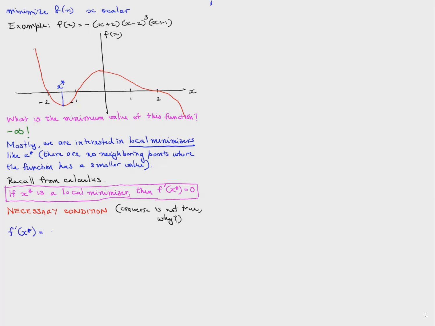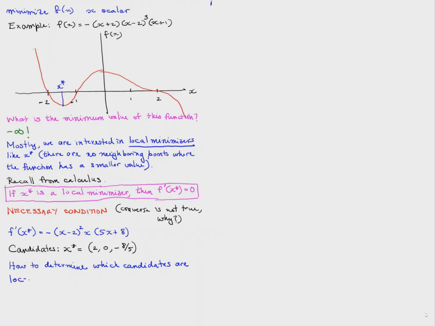So in this example, f prime of x star, if we calculate the derivative and collect terms and so on, we get minus x minus 2 squared times x times 5x plus 8. And if we set that equal to 0, there are 3 candidate solutions for x star: 2, 0, and minus 8/5. Of these, how do we determine which one is a local minimizer?